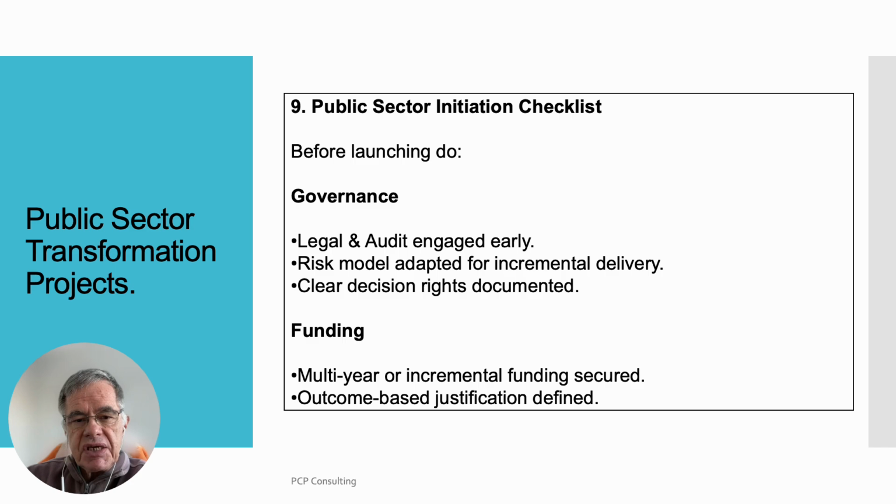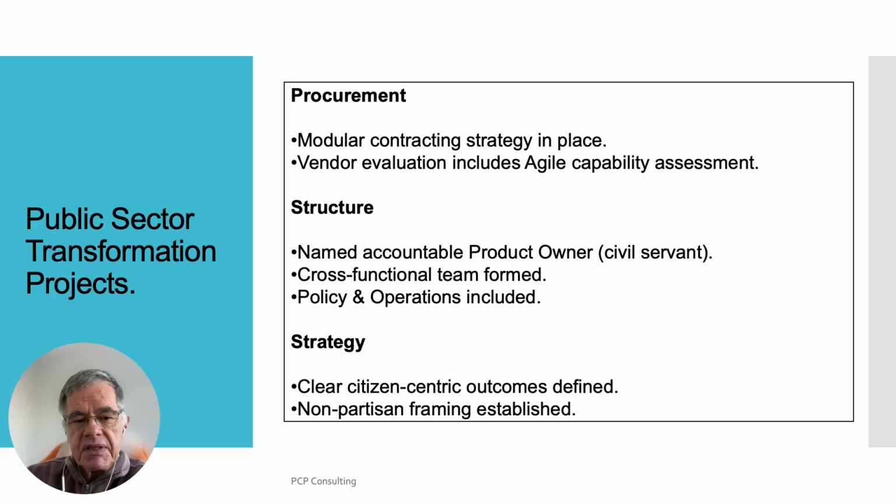Public sector initiation checklist. Before launching, do the following. Governance: legal and audit engaged early, risk model adapted for incremental delivery, clear decision rights documented. Funding: multi-year or incremental funding secured, outcome-based justification defined. Procurement: modular contracting strategy in place.